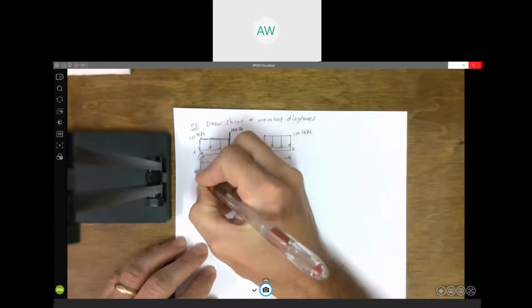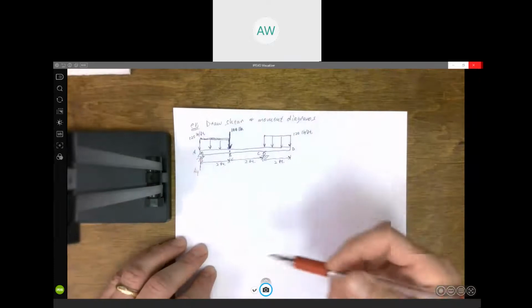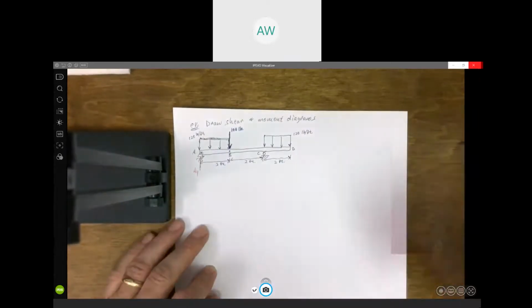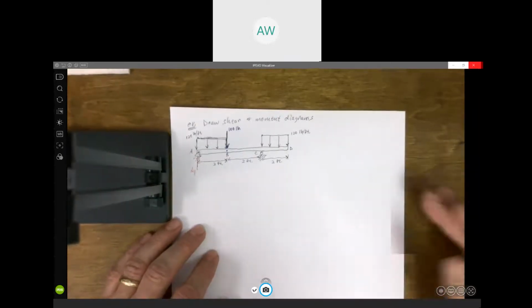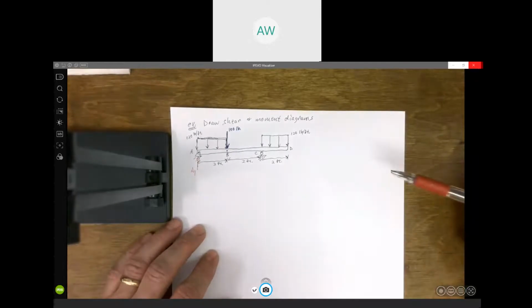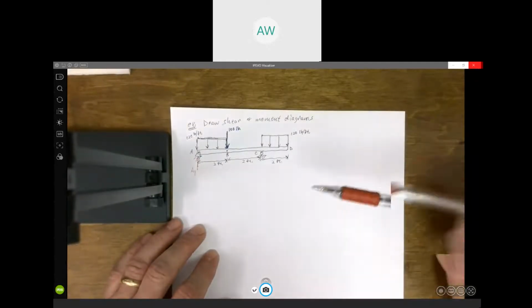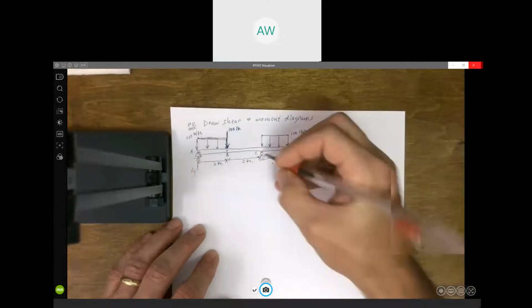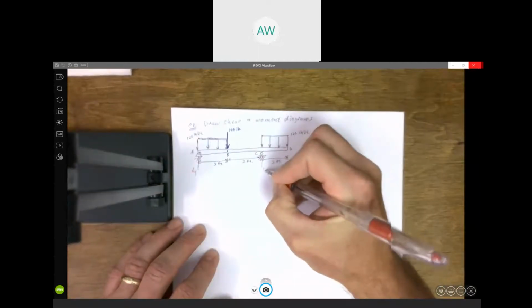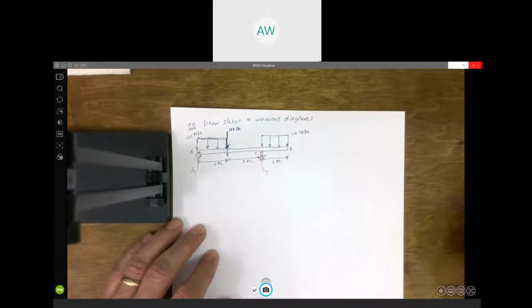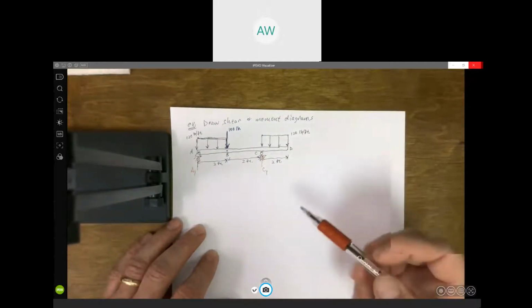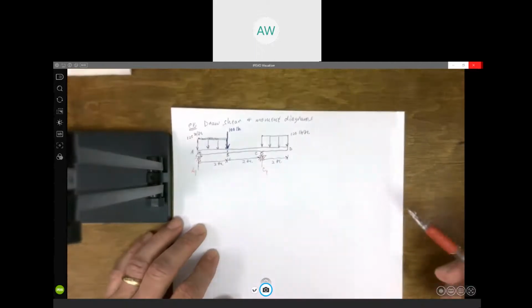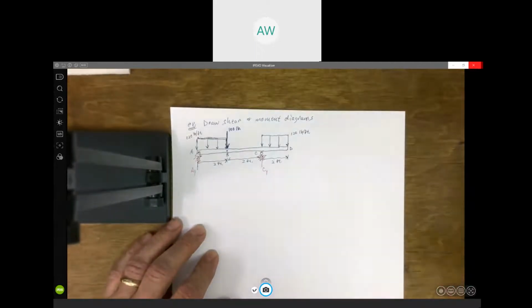All right, so we obviously got some support reactions. We'll call this AY. The pin support could provide AX, but it's going to be 0, so I'm not going to write it on there. Again, in all of these examples at this point, we have no axial loads. There's no force in the x direction, so AX is 0. And we have a vertical support reaction there at C, we'll call CY. And we need to determine what those 2 support reactions are, because we need those to draw our shear diagram.